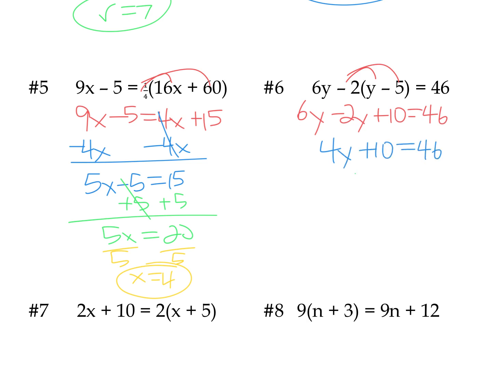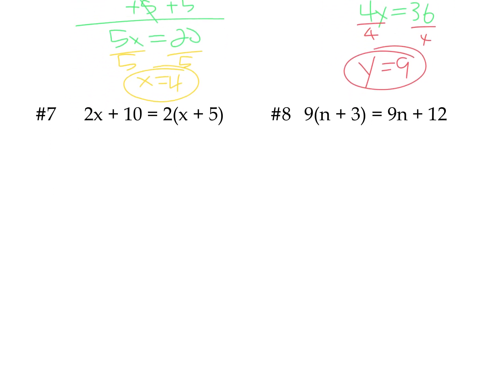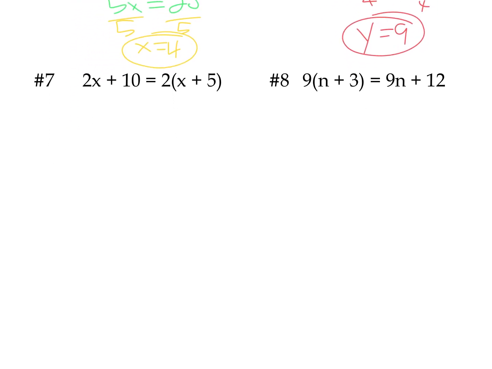When I subtract 10 on both sides, I get 4y equals 36. And now when I divide by 4, I'm going to get y equals 9. All right, so keep in mind here, we distributed the negative 2 into the parentheses, and then we're combining like terms here. 6y minus 2y, they're on the same side of the equal sign. We just combine the like terms to get 4y, and then get that variable by itself. All right, so again, you can be practicing and trying these on your own and seeing how you're doing.